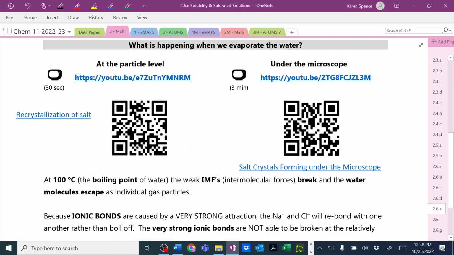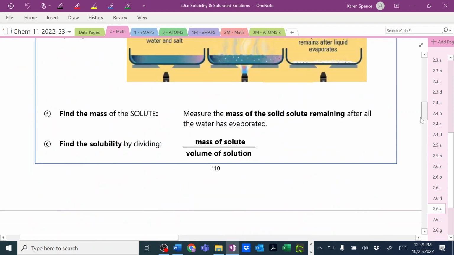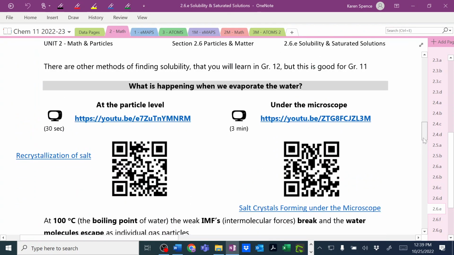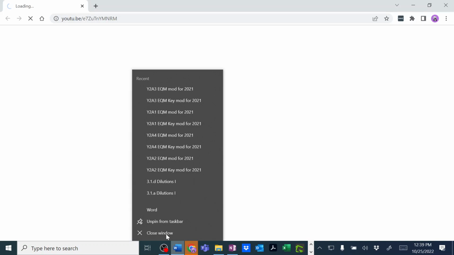Okay, so we're going to take a look at what is happening when we recrystallize salt. This is on page, what page are we on? 111. That's easy to remember. 111. Which second video? We're going to be watching both of them.